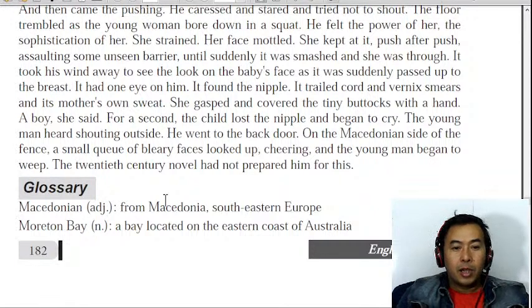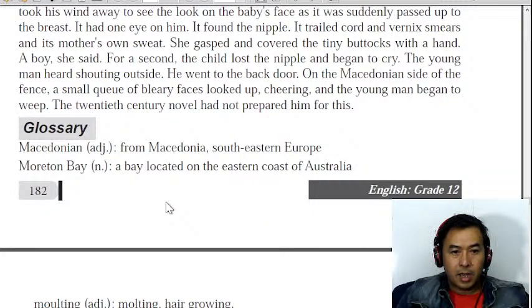A small queue of bleary faces looked up cheering, and the young man began to weep. The 20th century novel had not prepared him for this.